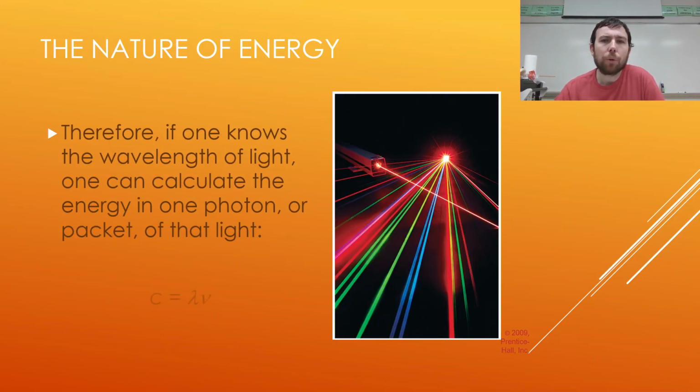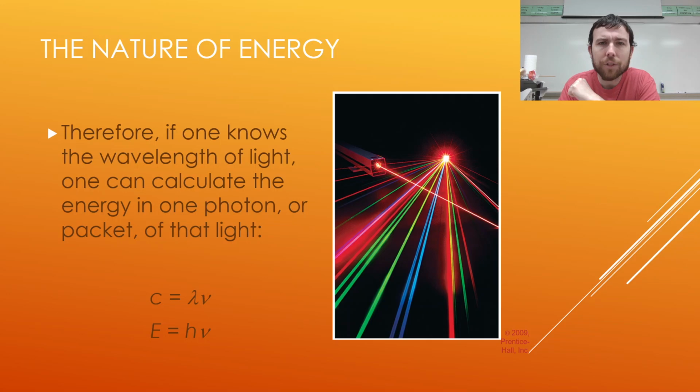Okay, and so if we know the wavelength of light, we can calculate the energy in one photon or packet of that light. So remember, we can use the relationship of speed of light equals lambda times nu, wavelength times frequency, and the relationship of energy equals h times nu, or the frequency, to figure out that particular energy for that particular substance. Okay, so I imagine that the photoelectric effect stuff that we're looking at should be a review to us. That shouldn't come as a shock or anything new to us.